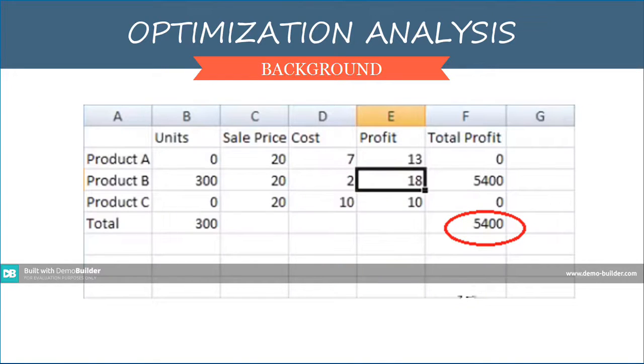As a result, the maximum profit that we can get is 5,400, where all 300 units sold were allocated to product B, which has the lowest cost and highest profit margin. This wraps up my demo for optimization analysis using Excel.